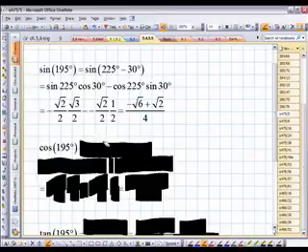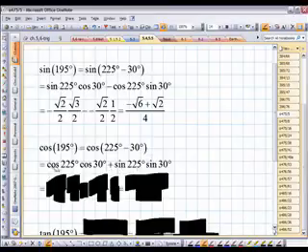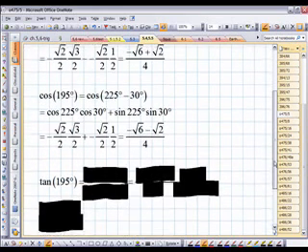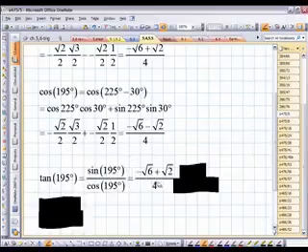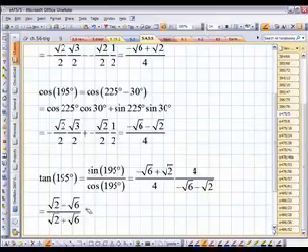Cosine 195 is cosine of 225 minus 30. Cosine of the first, cosine of the second. The sign changes, so now it's plus. Sine of the first, sine of the second. Know your unit circle values, plug it all in, and get to here. And then for tan 195, let's just do sine over cosine. And so we use the values we got from before. I flipped the second one and multiplied, and I get to here. And I didn't rationalize the denominator that time. I just left it as is.